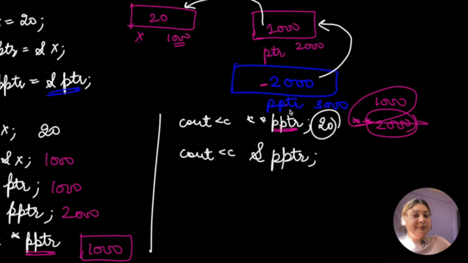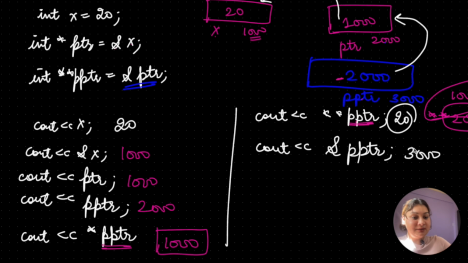Then cout &pptr. What is the address of pptr? 3000. The output would be 3000. So this is the assessment and the outputs are there.